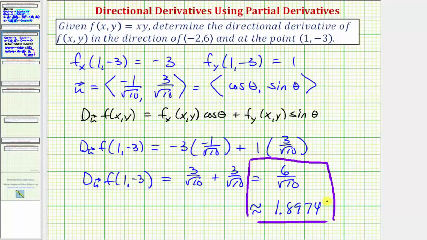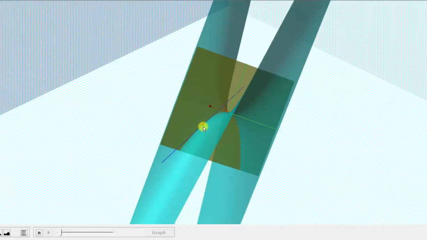And let's go back to our graph one more time. Again, we just found the slope of this blue tangent line to the surface from this point in the direction of this red vector. Notice how if we're on the surface, walking in the direction of this red vector, we would be walking uphill along this blue tangent line, and again, that's why the value of the directional derivative is positive.